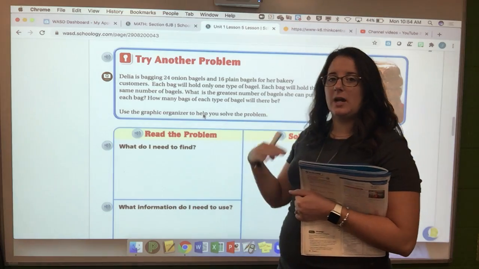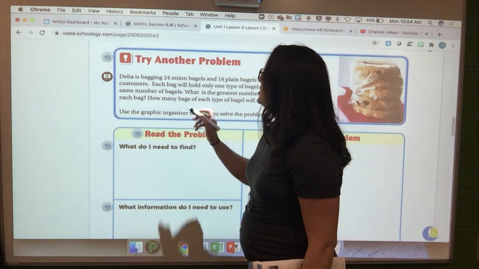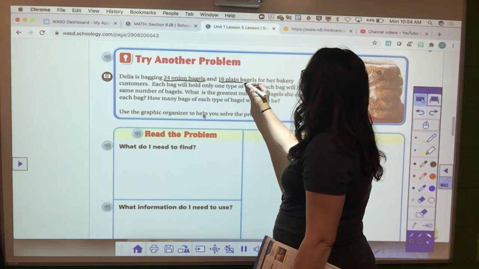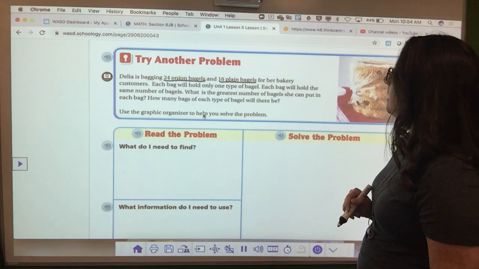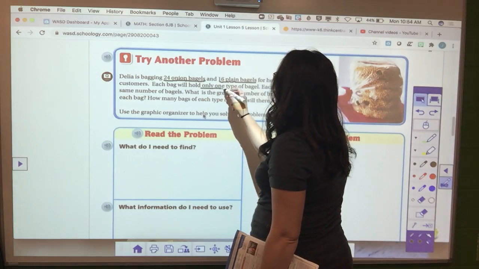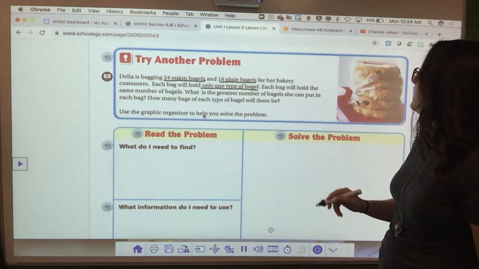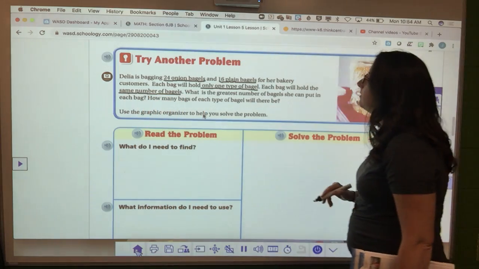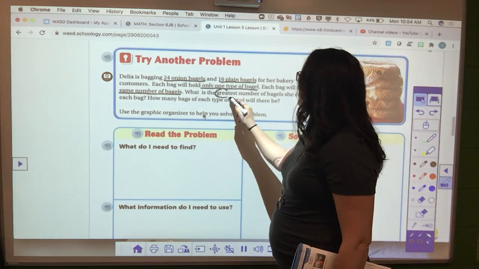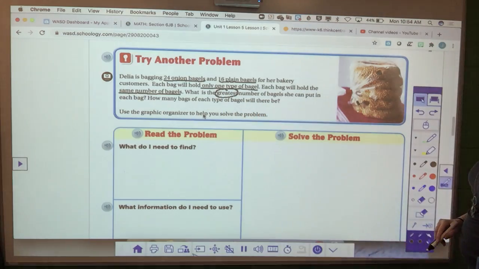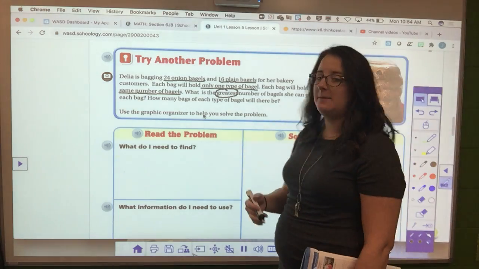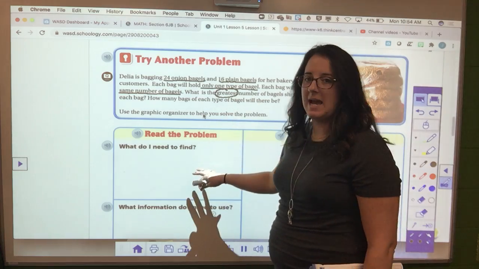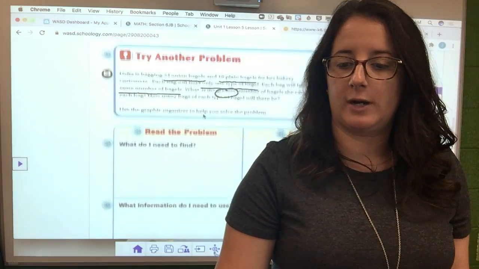Looking at it again, and now I'm going to underline some of that important information. She has 24 onion bagels and 16 plain bagels for her bakery. Each bag will hold only one type of bagel, and each bag will hold the same number of bagels. What is the greatest number of bagels she can put in each bag, and how many bags of each type will there be? Okay, now we're going to move down to fill in our graphic organizer.